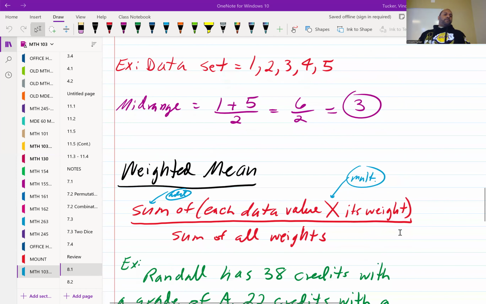Next one, I think is the last one out of this section, the weighted mean. So you're going to take the sum of each data value times its weight and divide it by the sum of all weights. So sum means addition. That's what that little circle word is, add, addition. And then, of course, there's multiplication.